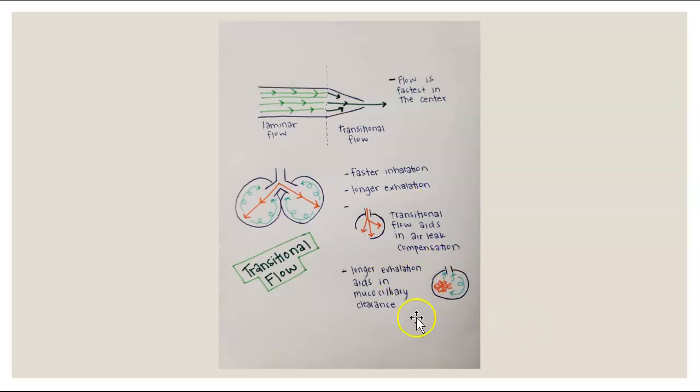And then down here we have that longer exhalation allows for mucociliary clearance. So this maybe is a little chunk of meconium or a little chunk of vernix, whatever you want it to be. A little pneumonia. Take your pick. That passive exhalation moves behind it and is what helps to push it up and out of the lungs. So it's excellent for clearing out the lungs if we are in need of mucociliary clearance.